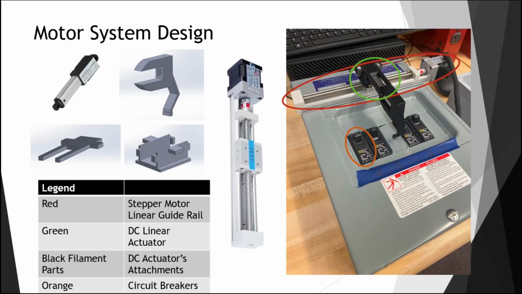The table below shows what each of the colored bubbles represent. The red bubble is the linearly guided stepper motor, green is the DC linear actuator, and orange is the circuit breakers. The black filament parts on the DC actuator are its attachments that I mentioned.